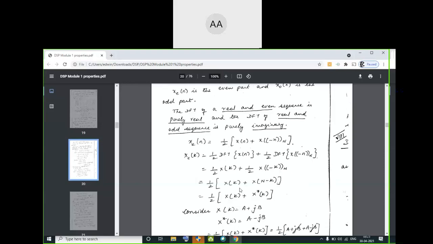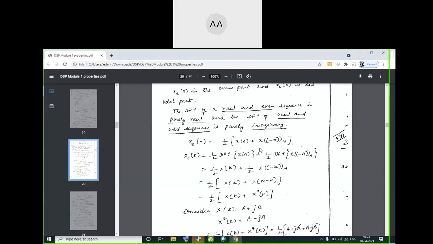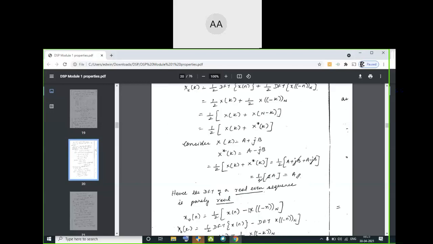So the only key thing is, instead of direct x of n, you will split a signal into even and odd part. Even signal you will write as 1 by 2 x of n plus x of minus n. Odd signal you will write as x of n minus x of minus n. That's all. Then as usual you put your DFT and you solve it, same like previous cases. Okay. So it is there, you can just go through it.